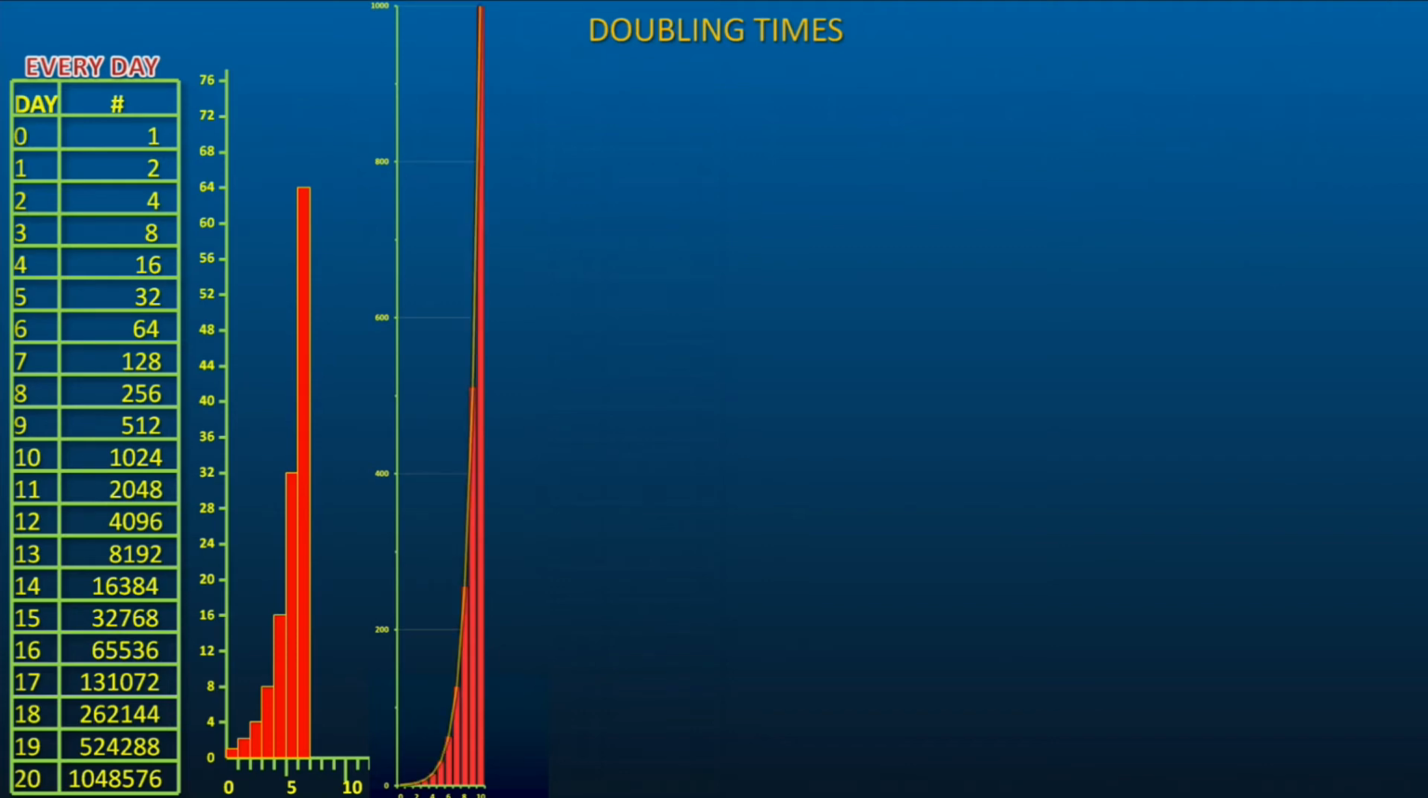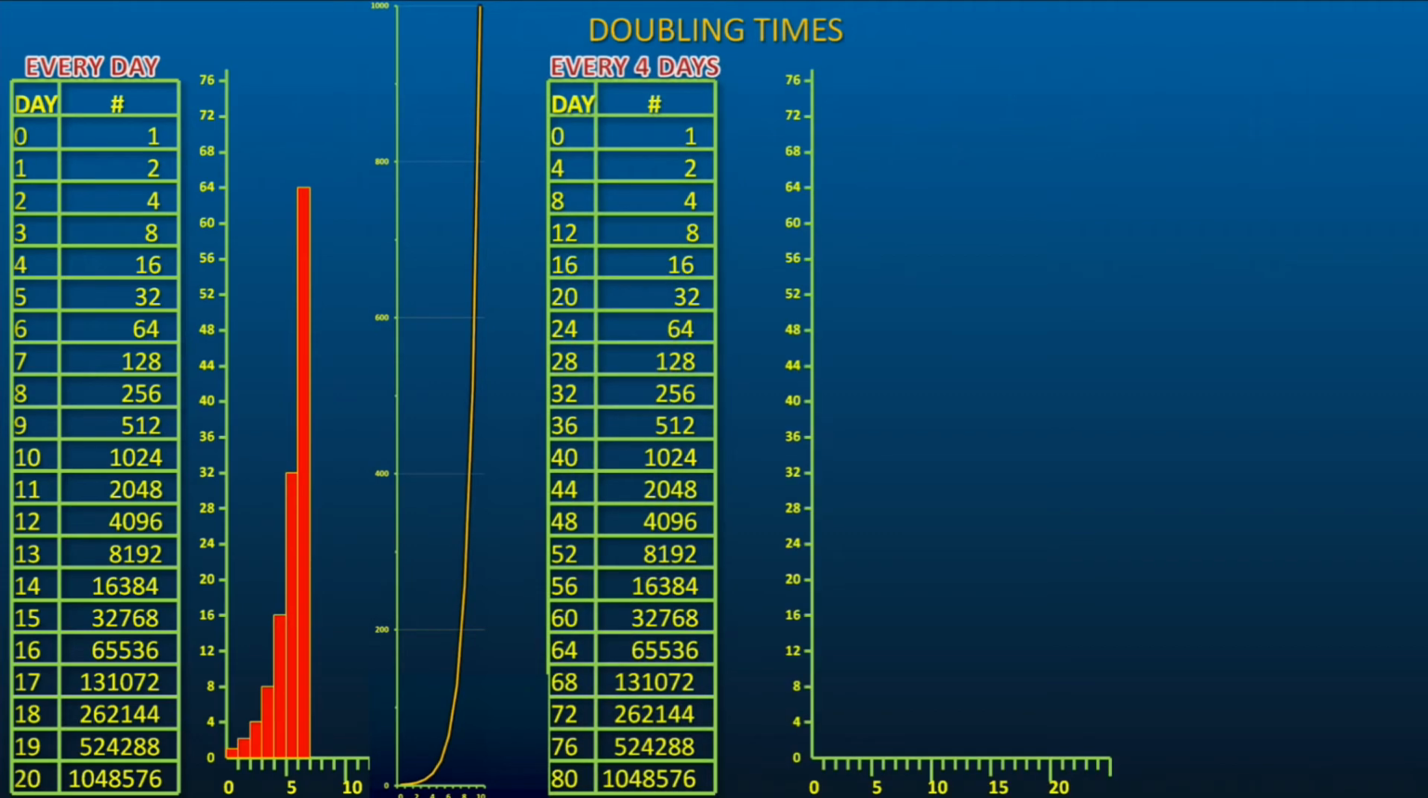We can also use a line graph or a curve graph, which can follow the peaks of the bars. Either type of graphing shows the typical curving upward of what is called exponential growth. And as in this case of doubling rate or doubling time of every day, the curve rises very steeply, very fast. When we graph the data for the doubling rate or doubling time of every 4 days, the bars are of course more spread out over a longer period of time.